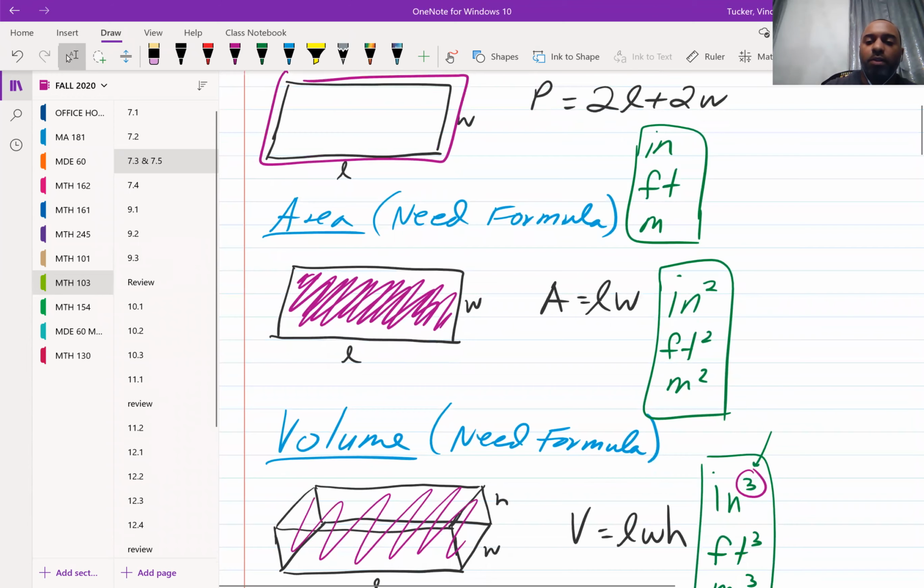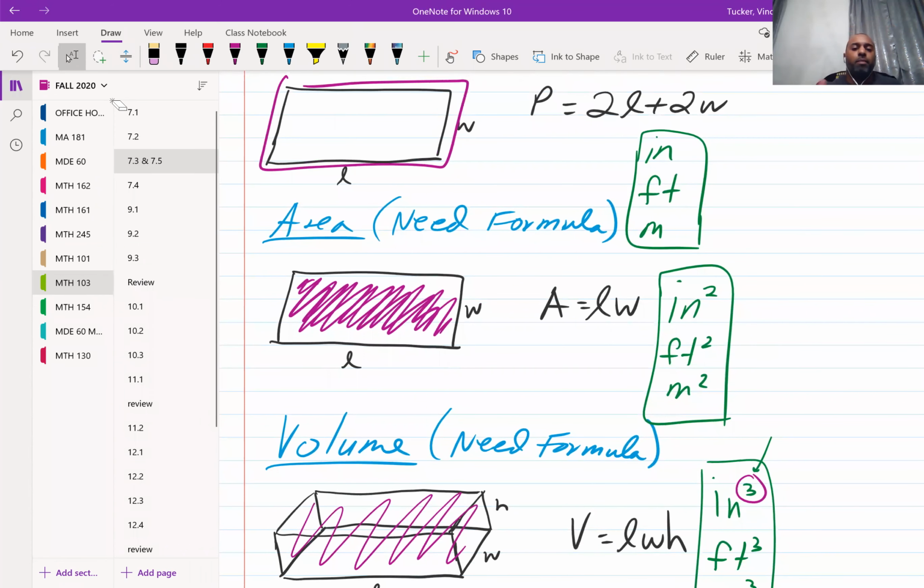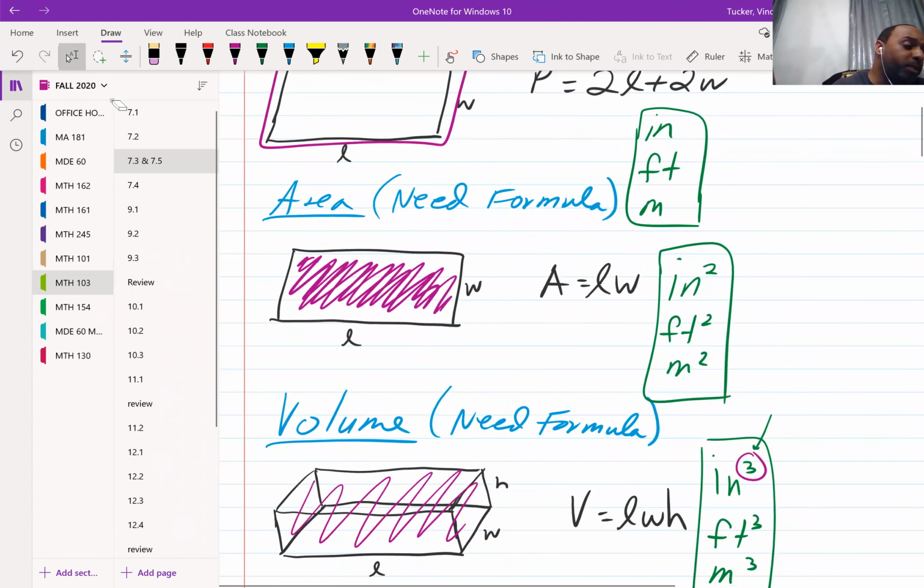And to calculate the volume, same thing. You need a formula as well, and that's the amount of space that a shape takes up three-dimensionally. So notice now we're including the height. So area is the amount of space that a shape takes up two-dimensionally. Volume is the amount of space that a shape takes up three-dimensionally.